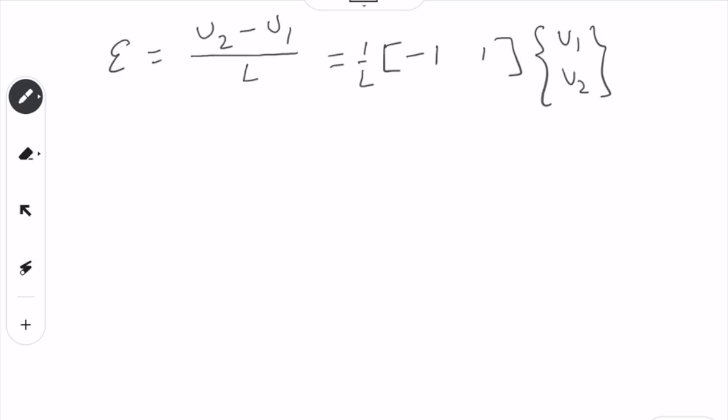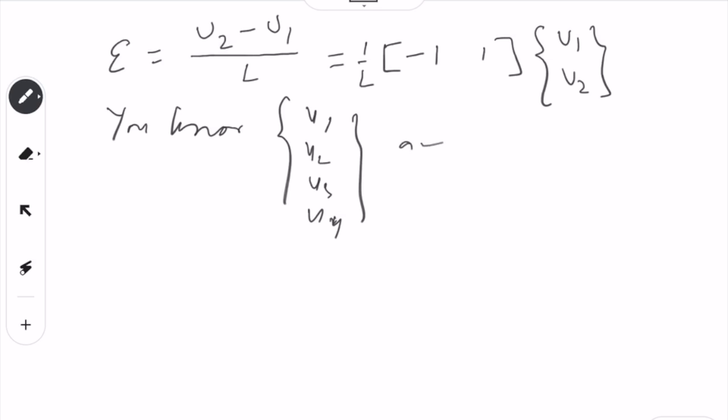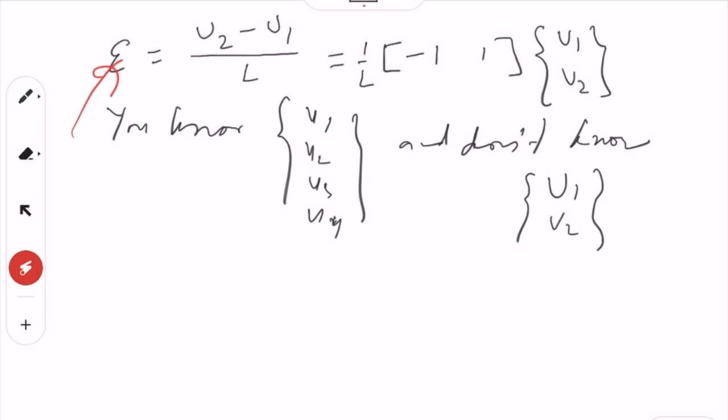But let's say you have formulated it and you don't know what U1 and U2 are. What you know is u1, u2, u3, u4, and you don't know U1, U2. Okay, so then how will you formulate? How to find out the strain then? How will you find out the strain?